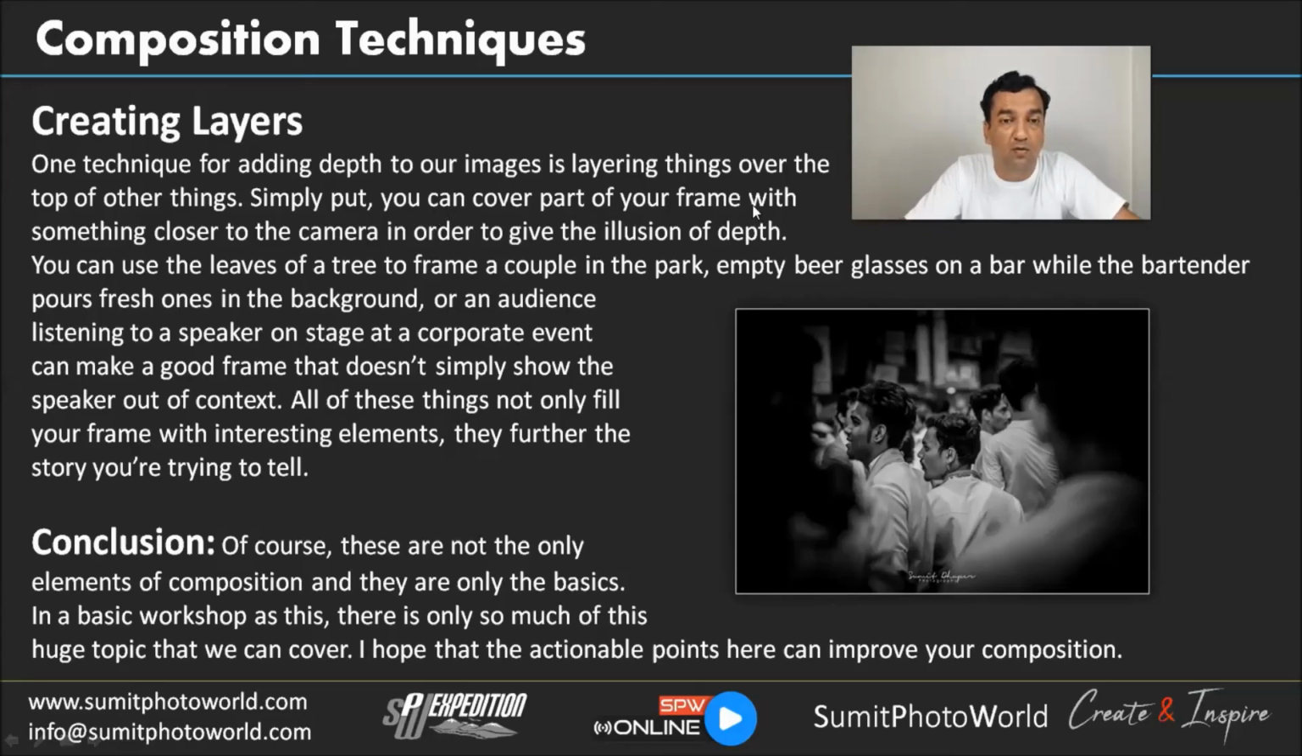Simply put, you can cover part of your frame with something closer to the camera in order to give the illusion of depth. You can use the leaves of a tree to frame a couple in the park. You must have seen some pre-wedding photographs where a couple is sitting on branches, with some trees and leaves around, blurring in front of them, giving an illusion of 3D or depth. Because the leaves are well in front of them but blurry, they are not giving any distraction, but they are adding some effect. Some empty glasses on the table while the bartender is coming, and you can also create these effects in any event.